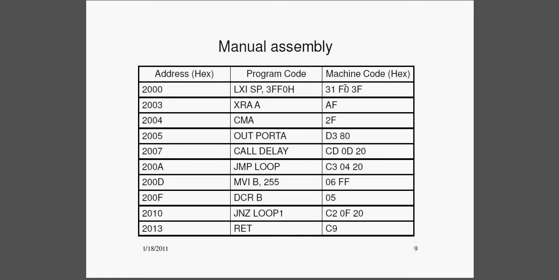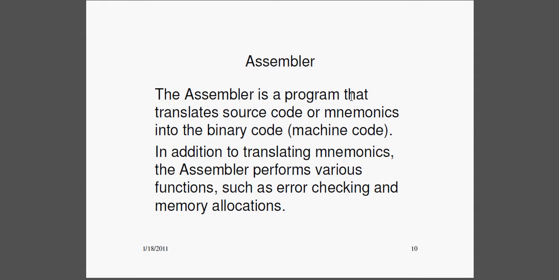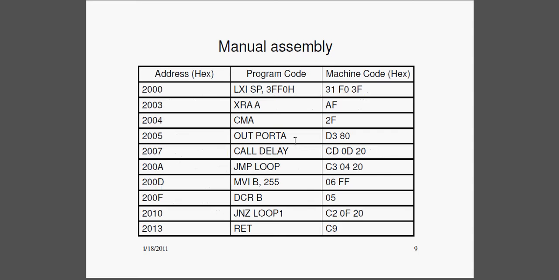Okay, what is an assembler, class? An assembler is a program that translates the source code, the code that you are writing, the assembly code or mnemonics, into binary code, which is the machine code. In addition to translating mnemonics, the assembler performs various functions such as error checking and memory location.